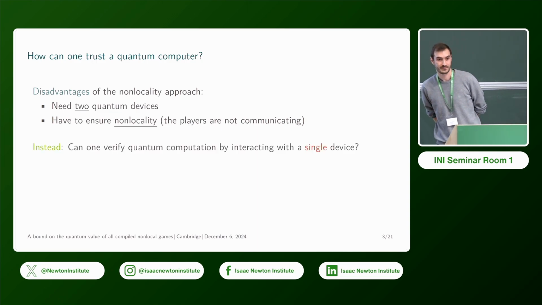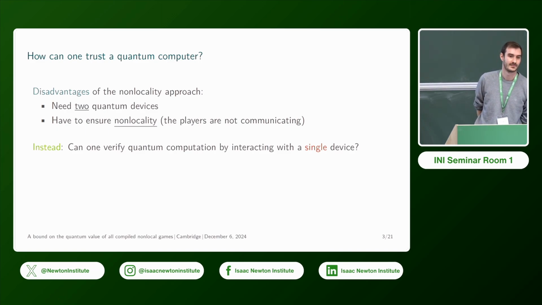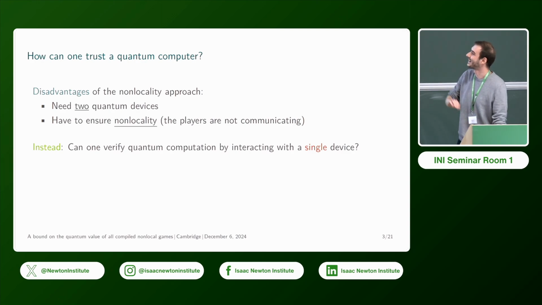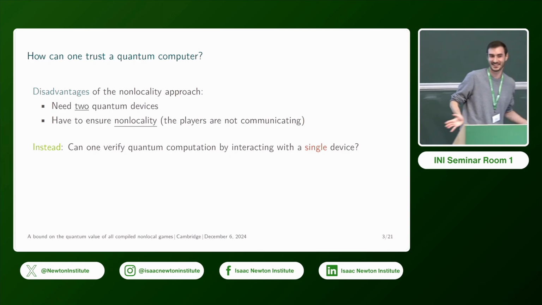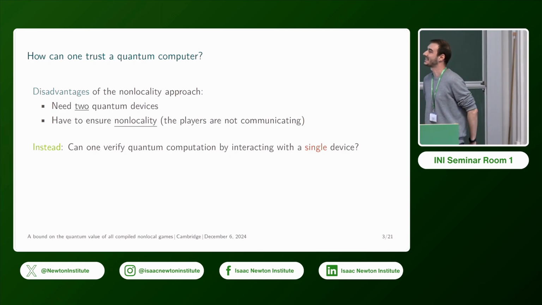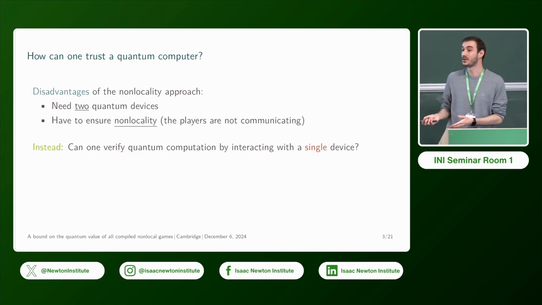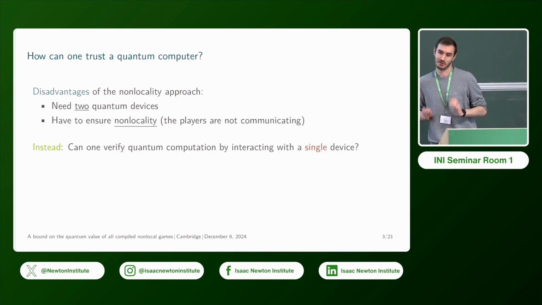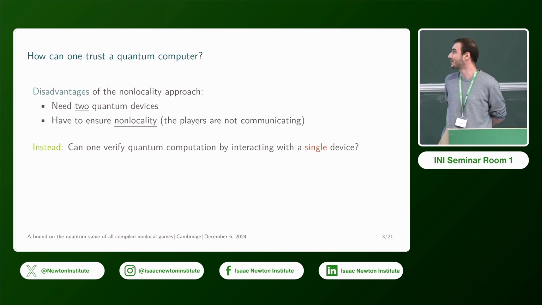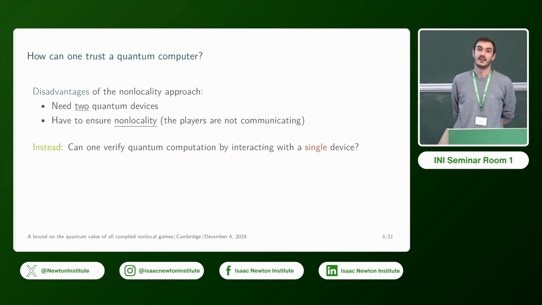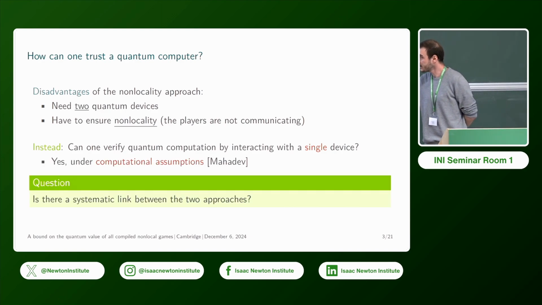And how do you make them share an entangled state? Another question you can ask. I'm just telling you some of the disadvantages. And then we can think about, can I do this verifying of quantum computation with a single device? Because that's maybe the most natural setup. And here the answer is still yes, but now we need some computational assumptions.